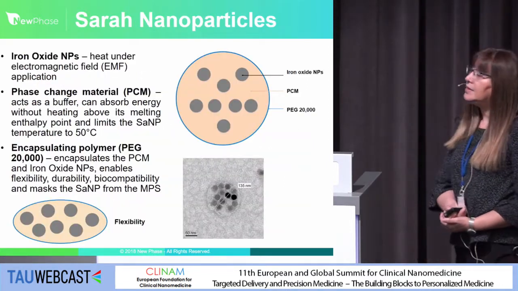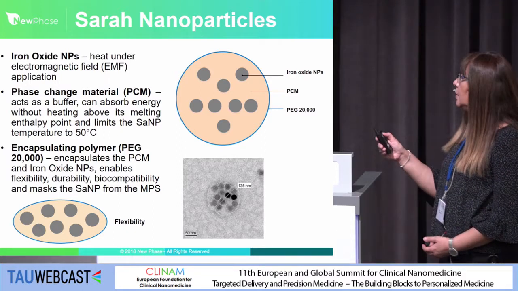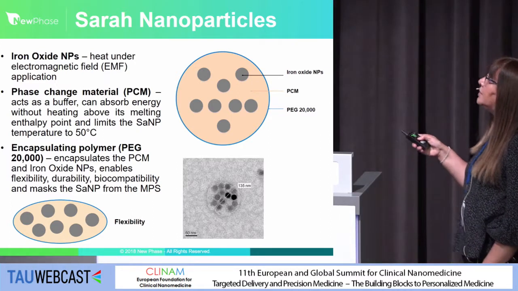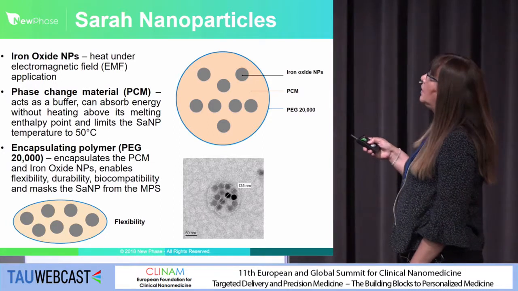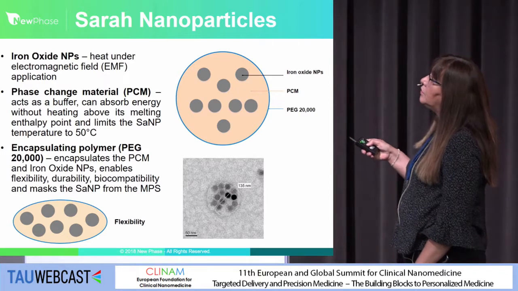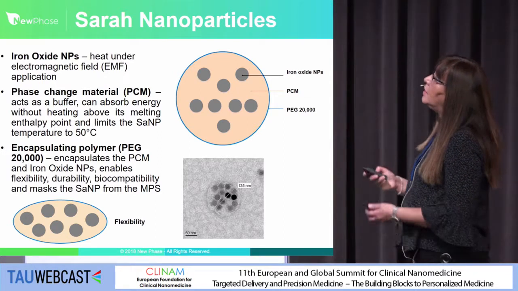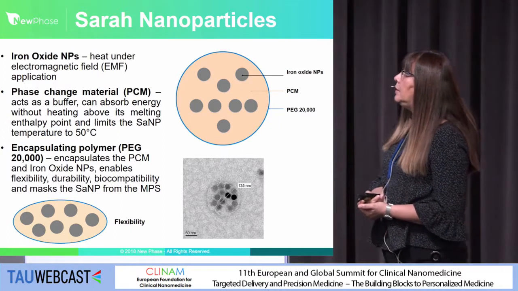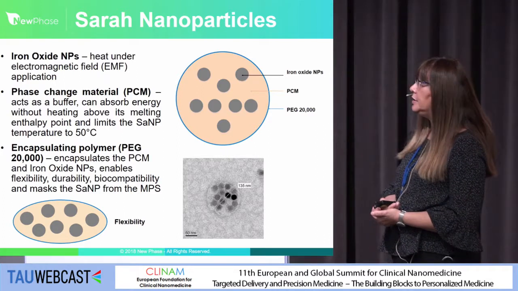So this is the Sarah nanoparticle that is composed of 3 main components. You have iron oxide nanoparticles that heat under the application of an electromagnetic field. We have a phase change material, or PCM, that can absorb the energy without heating above its enthalpy point, and therefore limits the temperature of the Sarah nanoparticle to 50 degrees.